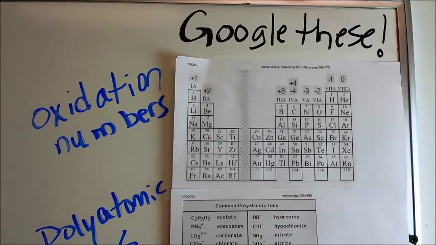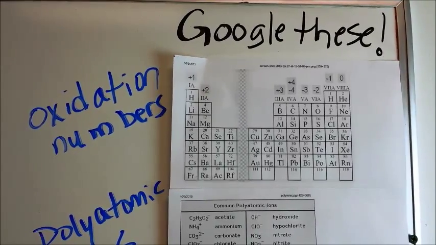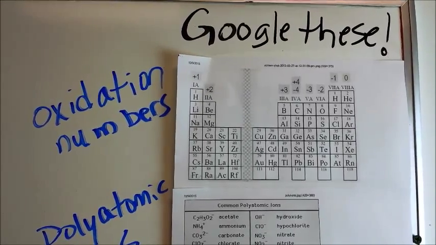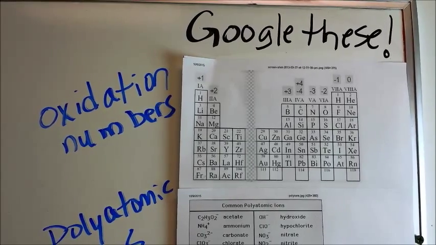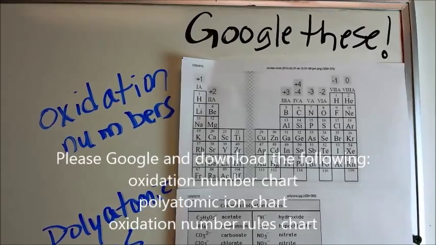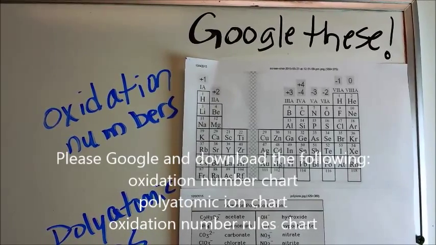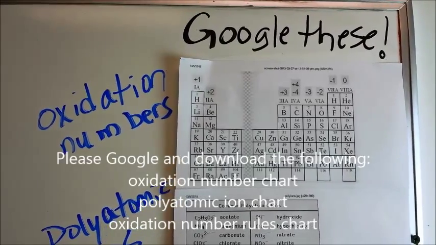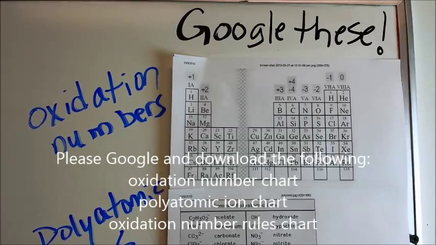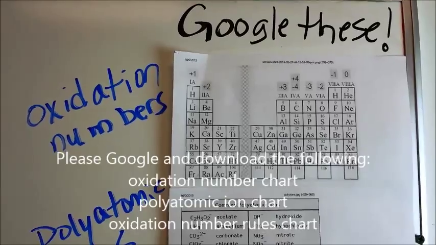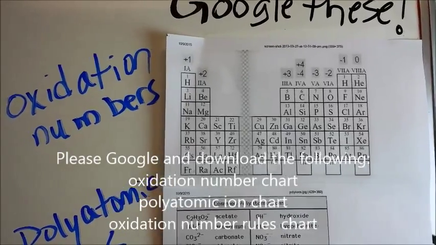Whenever I get ready to balance chemical equations, I think there are about 3 different charts that are important. And I'm going to talk about those 3 different charts. There's an oxidation number chart, a polyatomic ion chart, and an oxidation number rules chart. These can all be Googled, and you can get these printed right off the internet. So let's talk about these for just a few minutes.